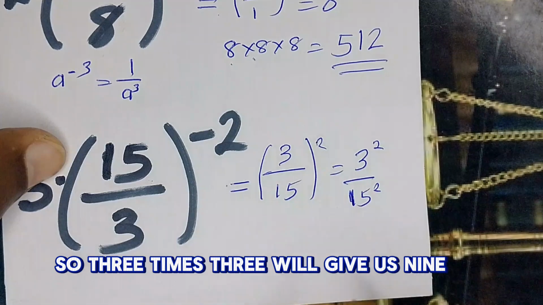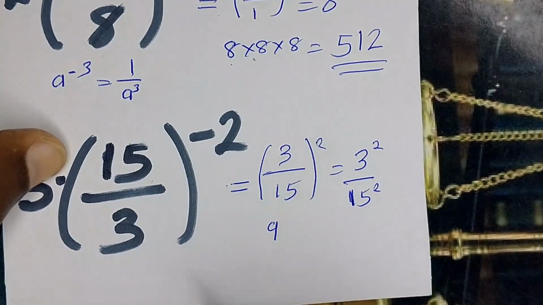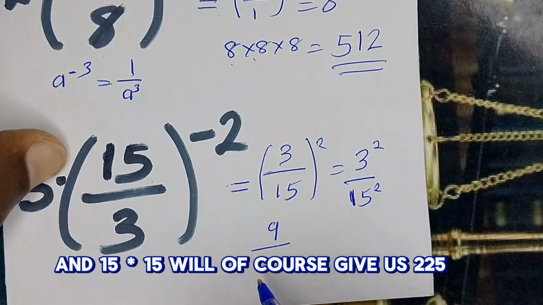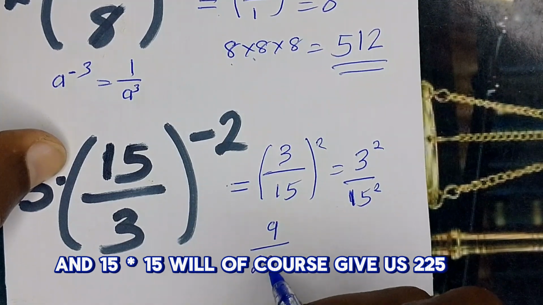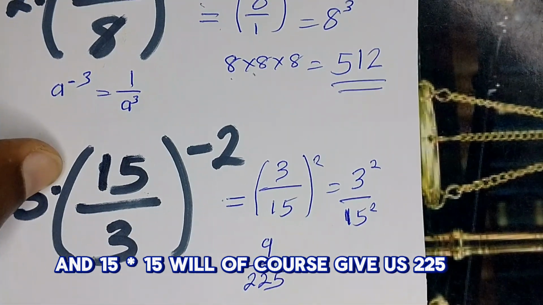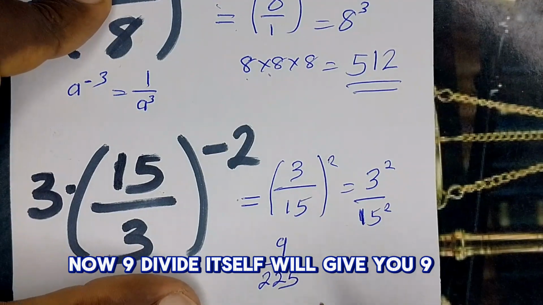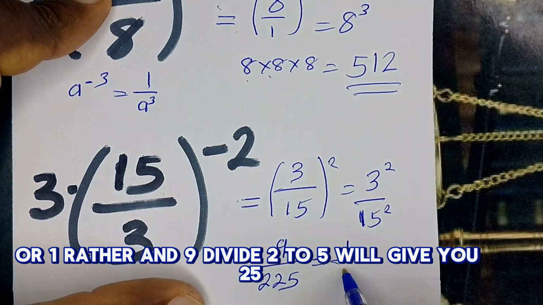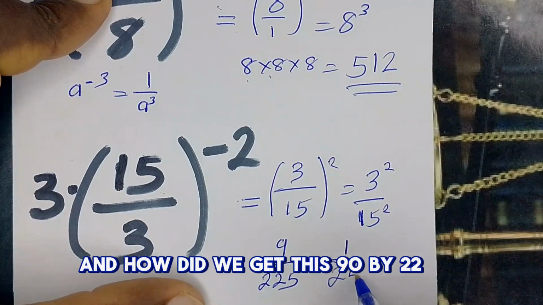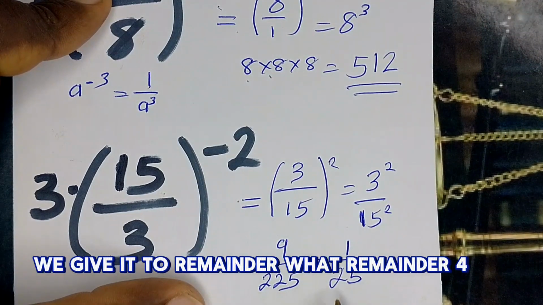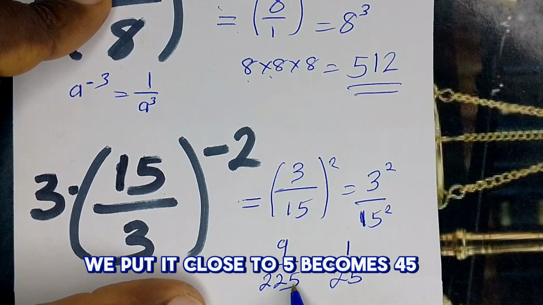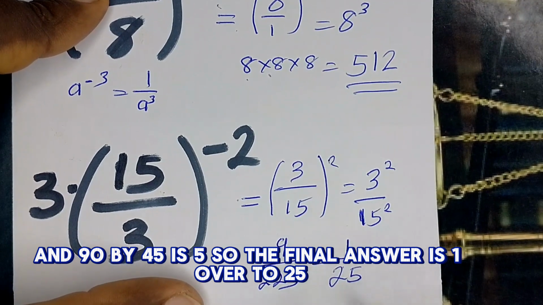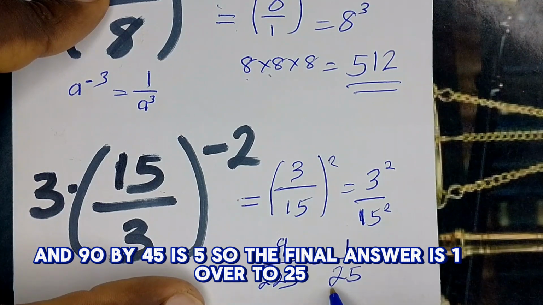So 3 times 3 will give us 9, and 15 times 15 will, of course, give us 225. Now, 9 divided by itself will give you 1, and 9 divided by 225 will give you 25. And how did we get this? 9 divided by 22 will give you 2, remainder 4. We put it close to 5, becomes 45, and 9 divided by 45 is 5. So the final answer is 1 over 25.